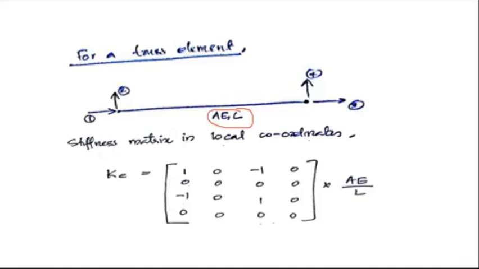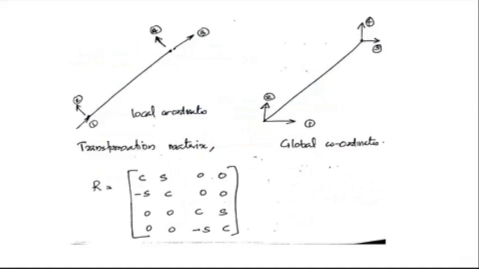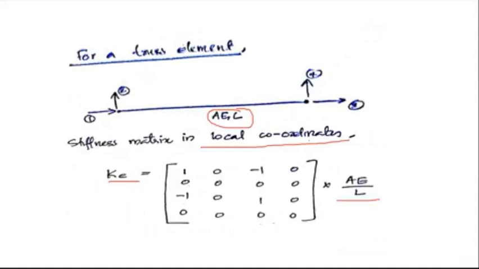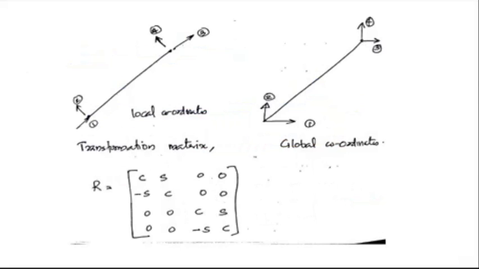And then the stiffness matrix in local coordinates, Ke, is 1 0 minus 1 0 0 0. So we have derived this for an element like this. If you consider the element in the inclined direction, 1 2 3 4, if I rotate this element by some angle, these are the local coordinates, along the axis and perpendicular to the axis.